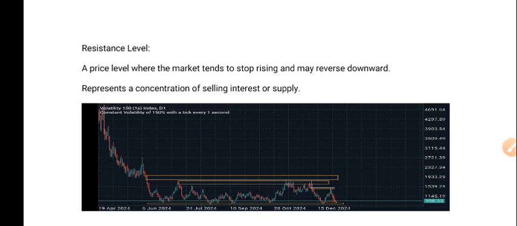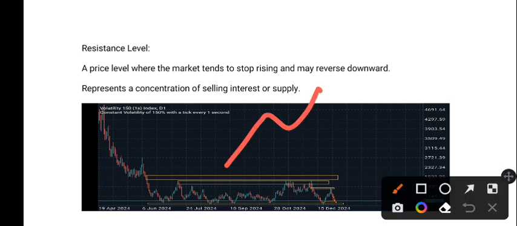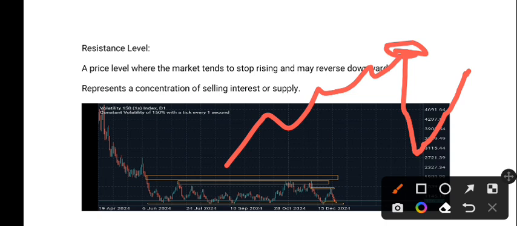Resistance level is a price level where the market tends to stop rising and may reverse downward, as you see. It represents a concentration of selling interest or supply. What it means is price is going upward, then it stopped and went away, so when price comes in again, it may reverse downward.